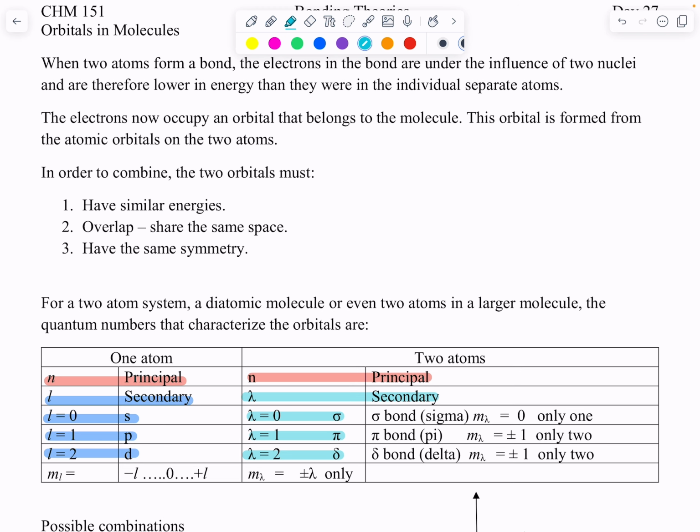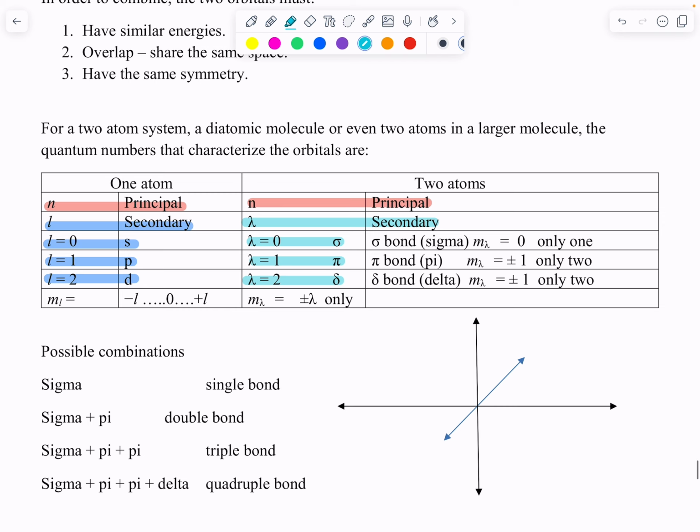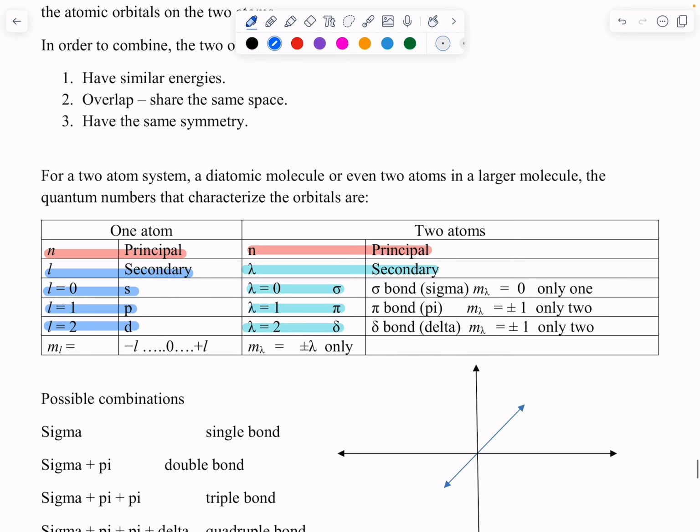And so what do we have here? The combinations. Let's talk about the combinations of sigma bonds, I want it more clear. You can have an s orbital plus an s orbital gives a sigma bond. An s orbital plus a p orbital can give a sigma bond. And a p orbital plus a p orbital can give a sigma bond.